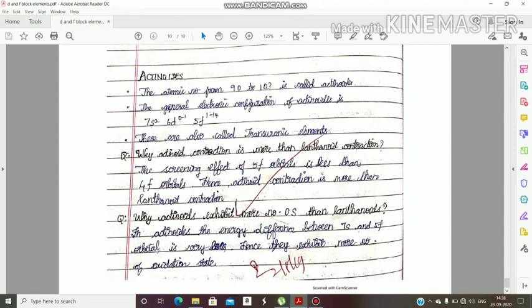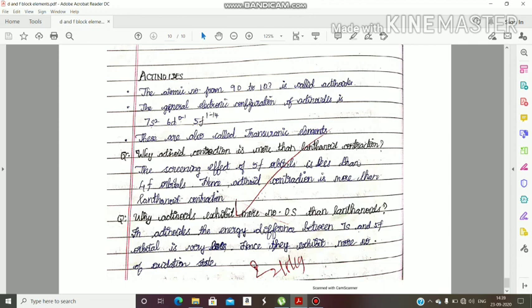So what is the reason? In actinides, the energy difference between 7s and 5f orbitals is very less. Hence they exhibit more number of oxidation states. So this is also one of the important questions.